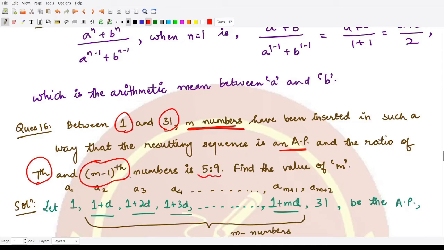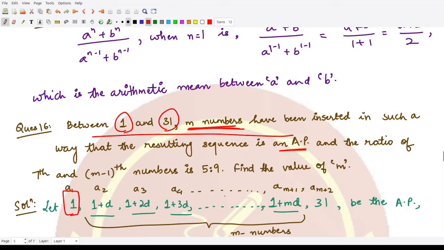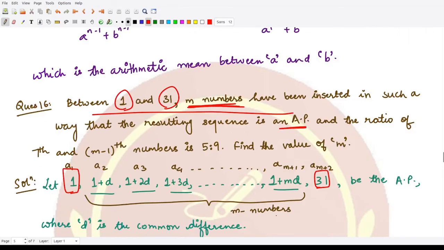Now notice that there is some trick here. First of all, we construct an AP which satisfies all these conditions. Between the number 1 and the number 31, we are inserting m numbers. The first number would be the first term plus the common difference, so 1 plus d. The second number inserted would be 1 plus 2d, 1 plus 3d, and so on. The last one would be 1 plus md. Why am I writing it like this? Because in between 1 and 31 we are inserting m terms, so in total we would have m plus 2 terms.